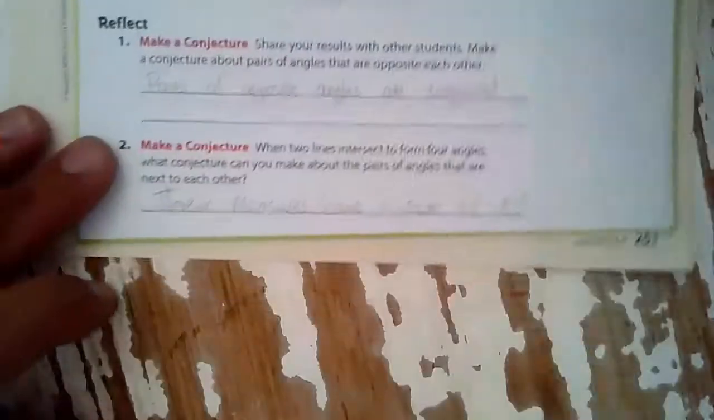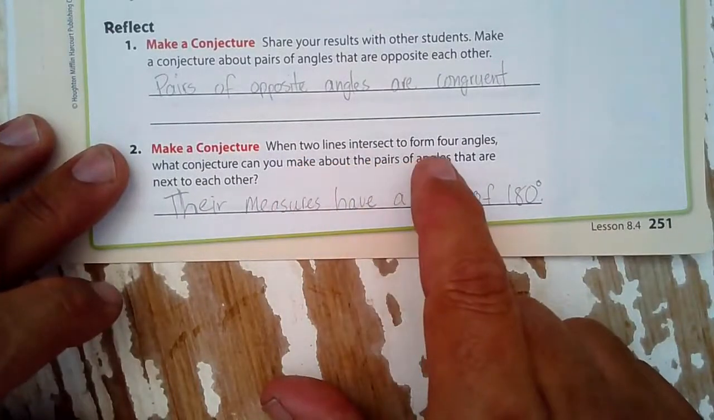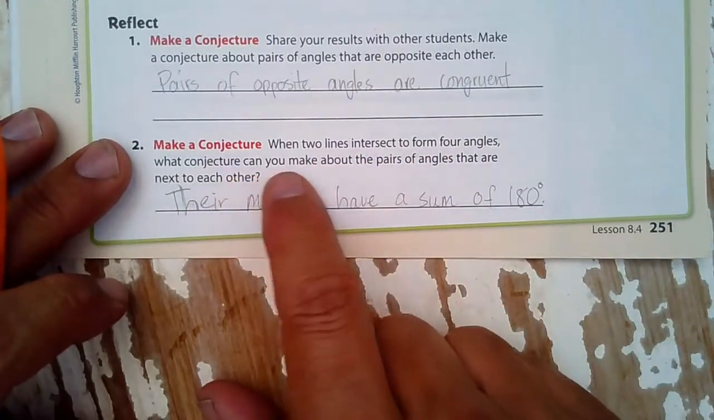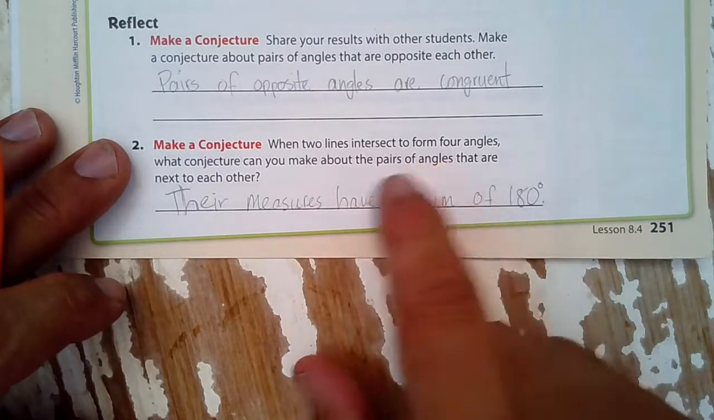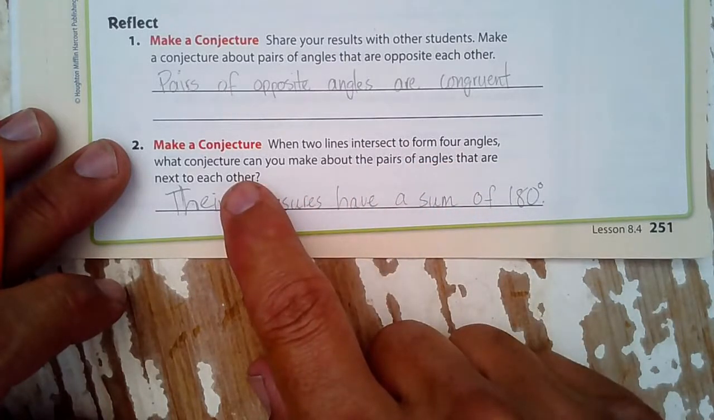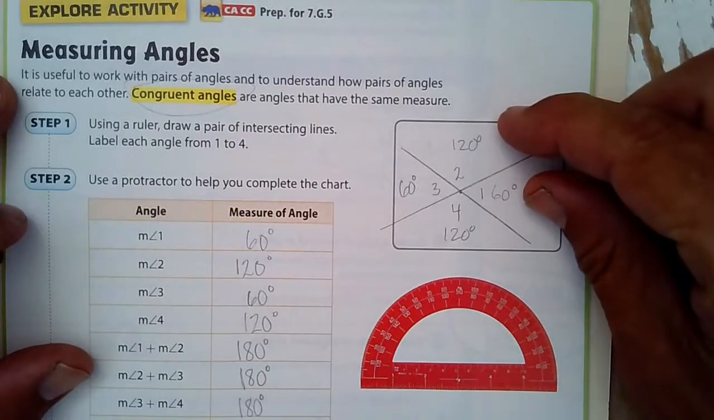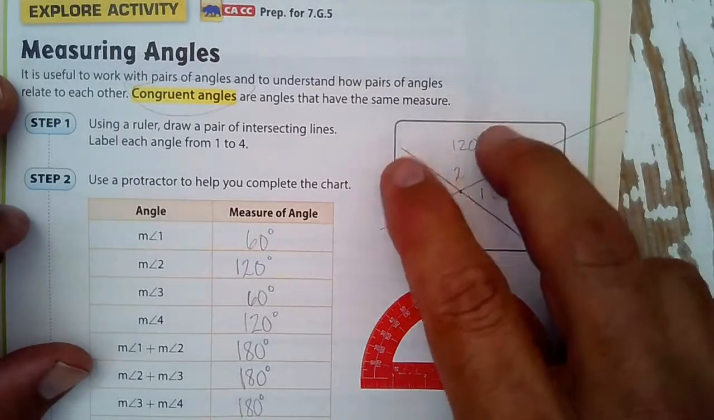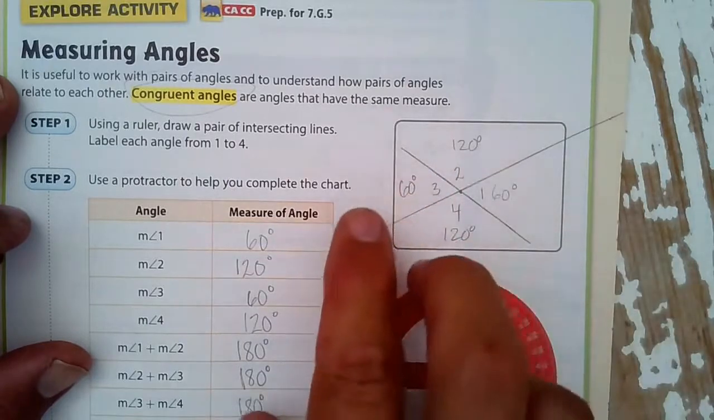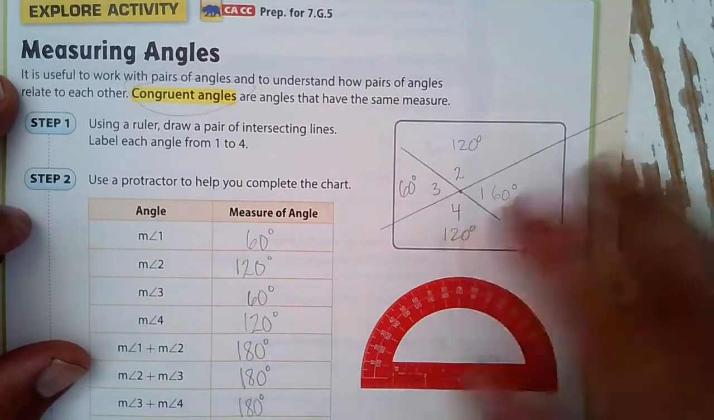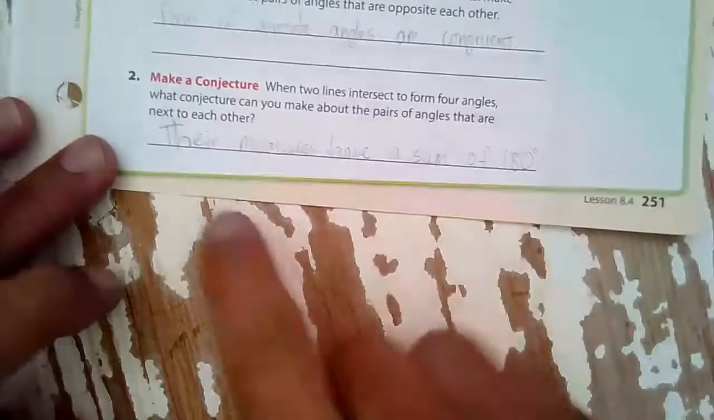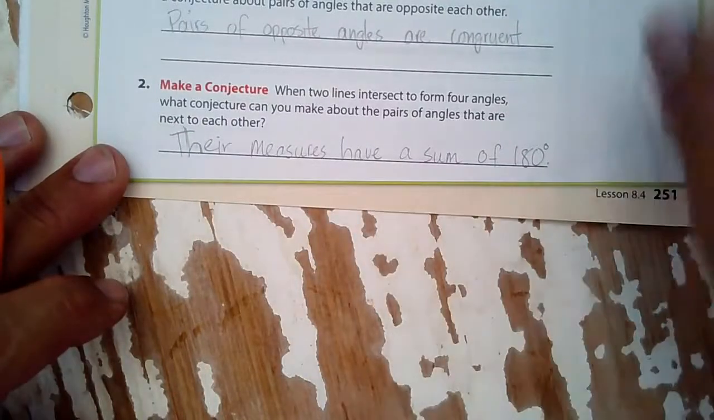Okay, so make a conjecture. When two lines intersect to form 4 angles, what conjecture can you make about pairs of angles that are next to each other? Well, let's see, next to each other. This plus this, okay, that was 180. Their sum was 180. This sum was 180, and this sum was 180. So when you have that, their measures have a sum of 180 degrees.